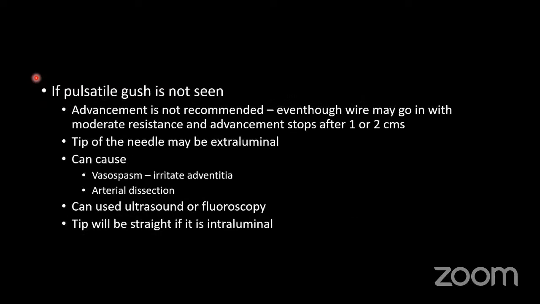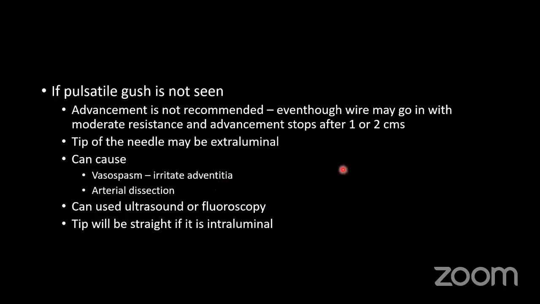And what if the gush is not seen? The advancement is not recommended, because it is only when the gush is seen we can make sure that the tip is inside the lumen of the vessel. So even though the wire may go inside with moderate resistance, if the advancement stops after 1 or 2 centimeters, it definitely means that we are not in the lumen, but probably in the adventitia or outside the vessel. And it can cause vasospasm and arterial dissection.